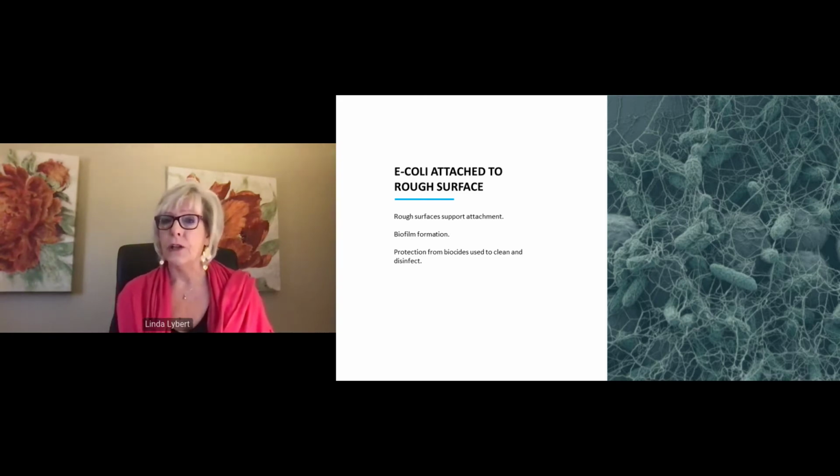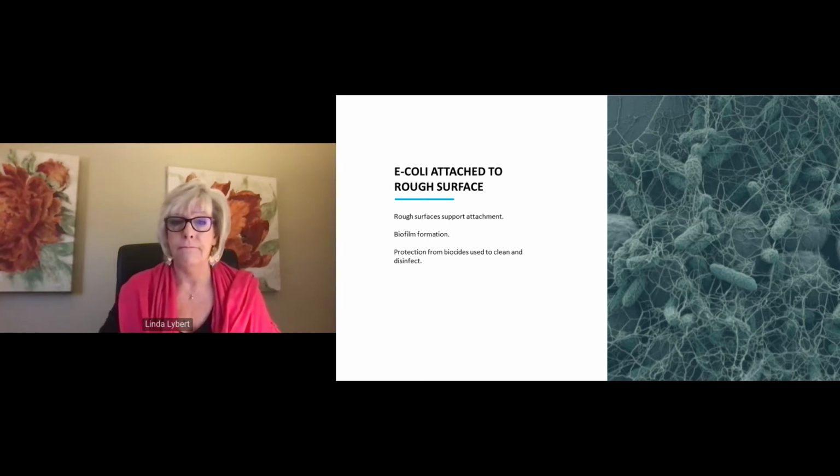This photograph is a picture of E. coli. Now, the E. coli has attached itself to a rough surface. So the rods are the E. coli, but the netting material that is around that is biofilm that the microbe excretes to protect itself from being cleaned off. And so a lot of times with microbes, when a biofilm is formed, it becomes very difficult for that surface to be cleaned and disinfected, and often requires scrubbing in order to actually remove the pathogen.